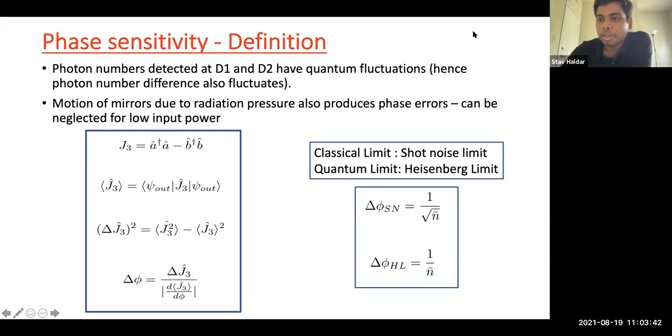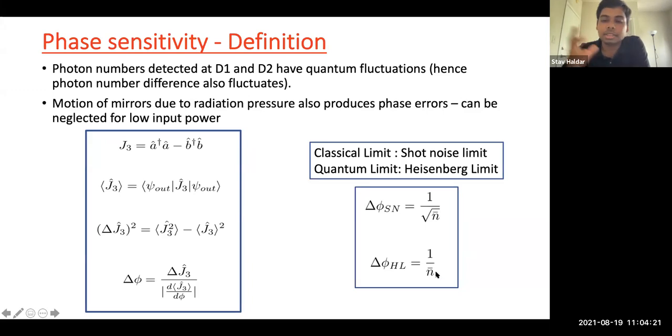So there are two fundamental limits to this. If you did a classical version of this experiment, then the usual statistical limit applies to your phase sensitivity, and that's the shot noise limit, which is 1 by the square root of the average number of photons that you are inputting into the system. It's almost like saying that if you do n trials of the experiment, then the statistical error, the standard deviation, is proportional to 1 by root n.